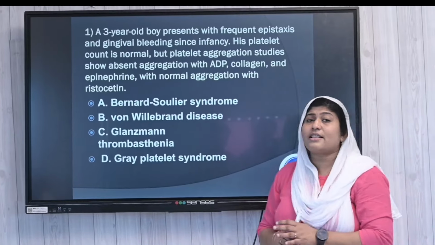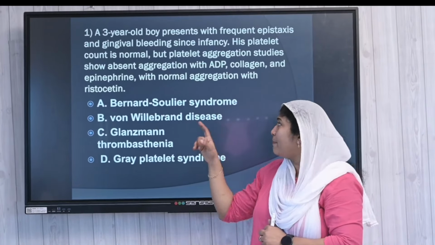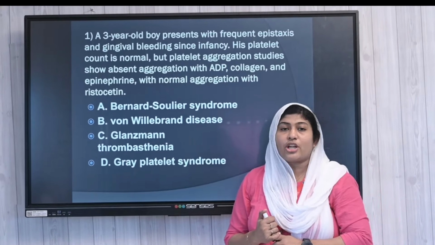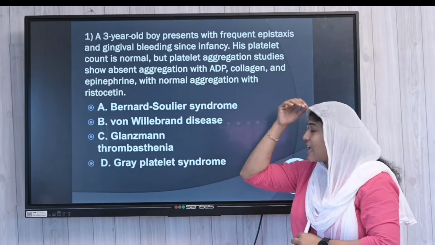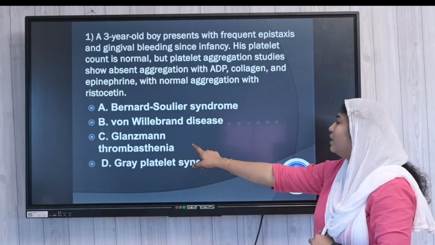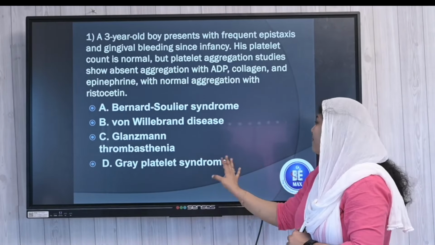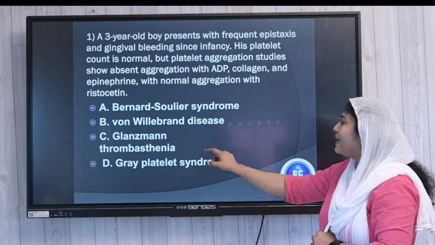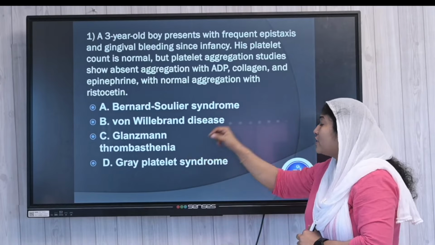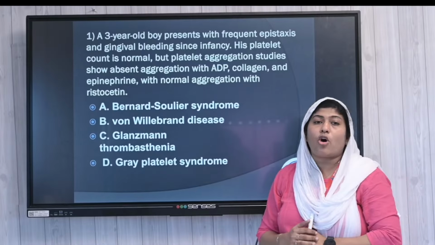So already we discussed in the aggregation study, ADP, collagen and epinephrine are agonists supporting platelet aggregation. So if these agonists show a problem and ristocetin is fine, it means the baby is suffering from the condition called Glanzmann thrombasthenia. See, Glanzmann thrombasthenia is a clinical condition developing in children, due to a defect in the glycoprotein 2B/3A complex.